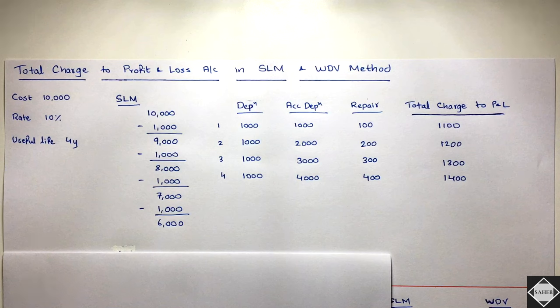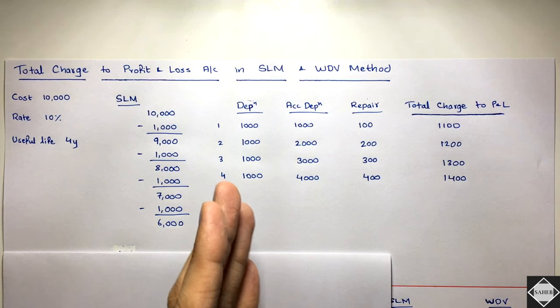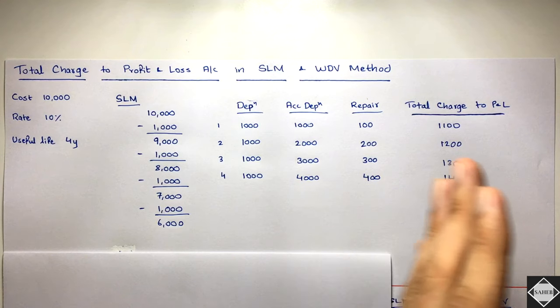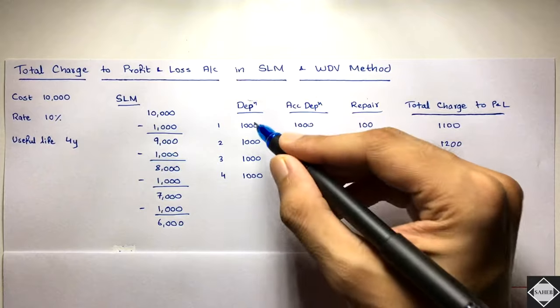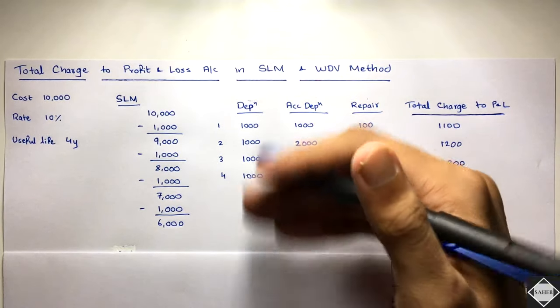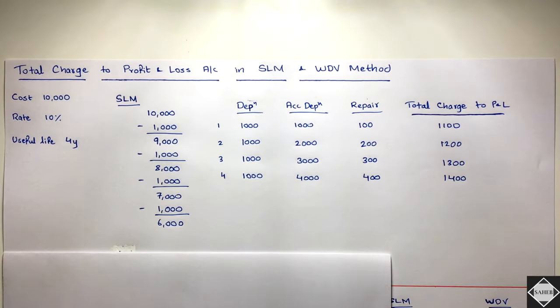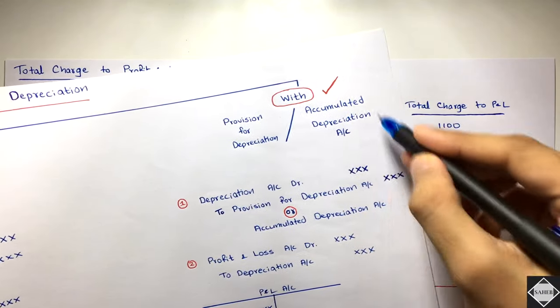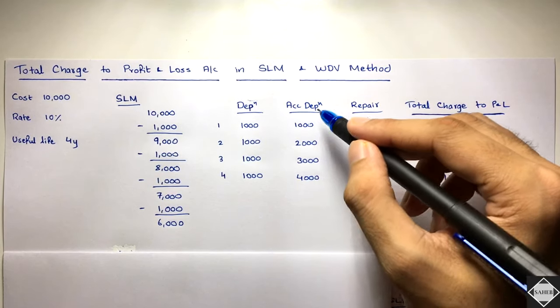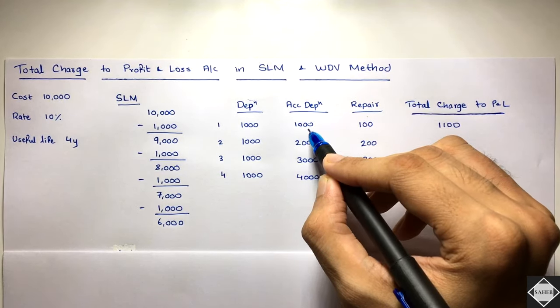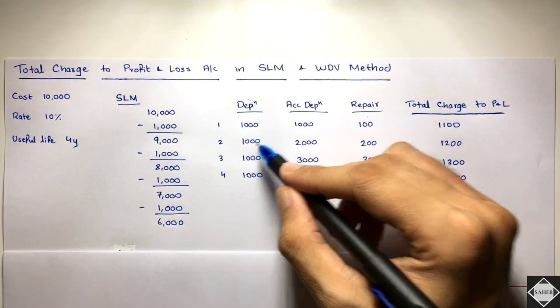Now we have to understand properly the depreciation, the accumulated depreciation, and how much the total charge will be in the profit and loss account. Depreciation will be the same every year: 1,000, 1,000, 1,000, 1,000. And let's say you are using the second accounting treatment, the most sophisticated one, where you are maintaining an accumulated depreciation account. If you are maintaining that account, what will be the value in it? In the first year, the value will be 1,000. In the second year, 1,000 plus 1,000, that's 2,000.